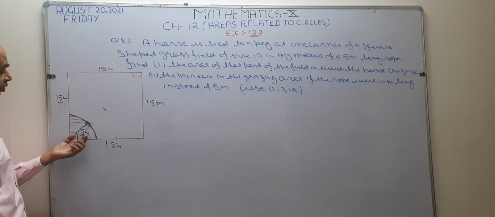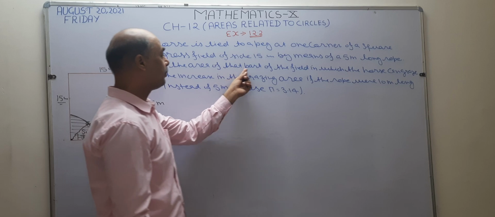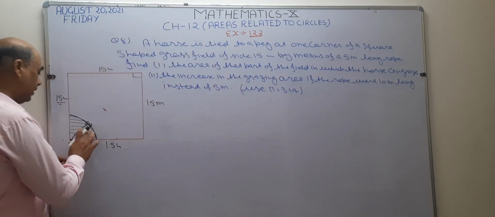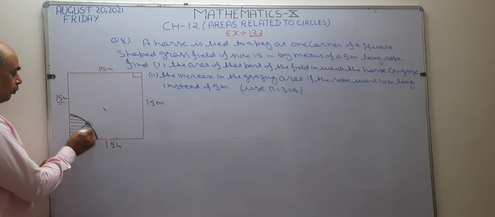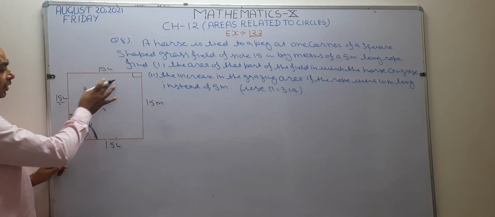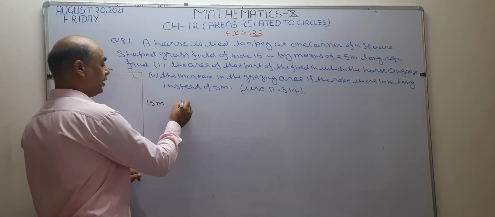In the first case, we are going to find the area of this sector. See, in the first case, the area of the part that can be grazed by the hose. When the length of the rope is 5 meter, the hose maximum goes to cover this portion. This portion is going to be the sector of this figure. So in the first part I am going to find the area of the sector.